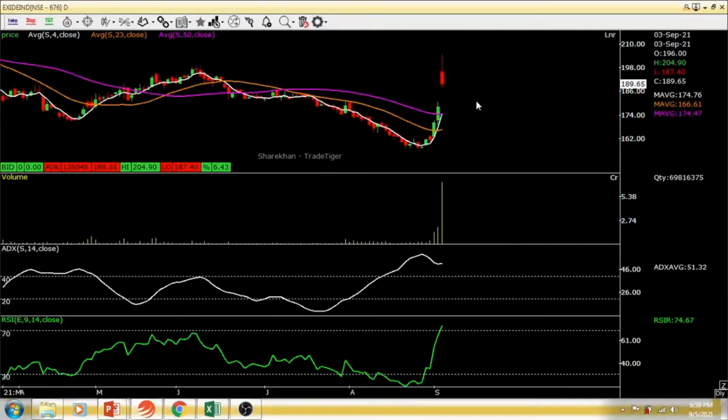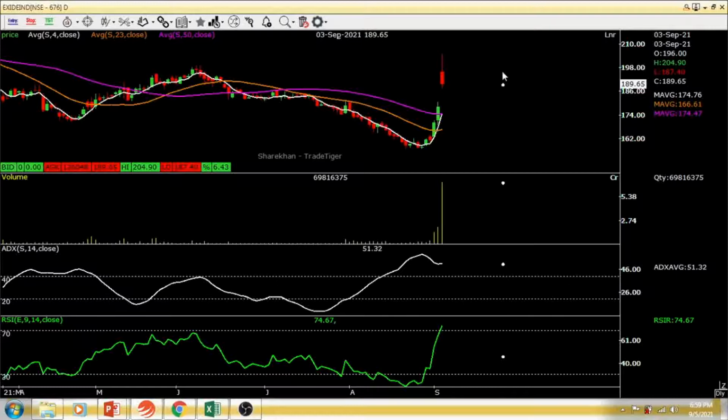Moreover, you can also see the momentum is slowing down, and the RSI has reached the 70 level, but there is not yet any divergence in the RSI. So through this chart, my prediction is the market will come down for a while. So moderately bearish on EXIDE India.